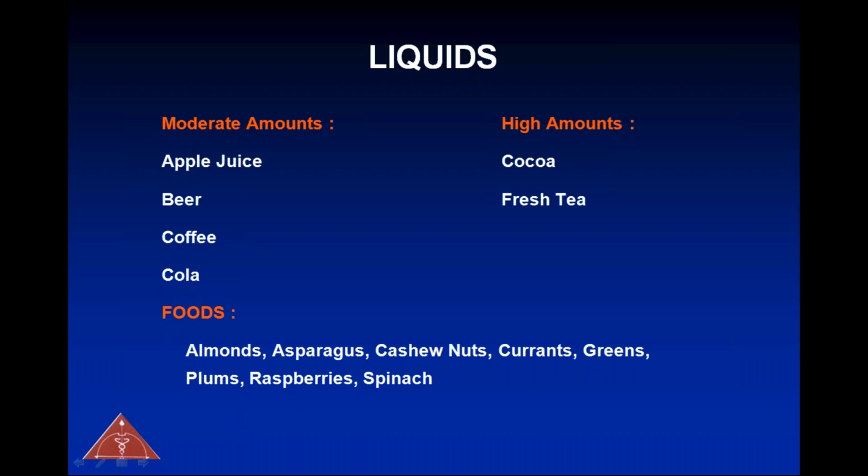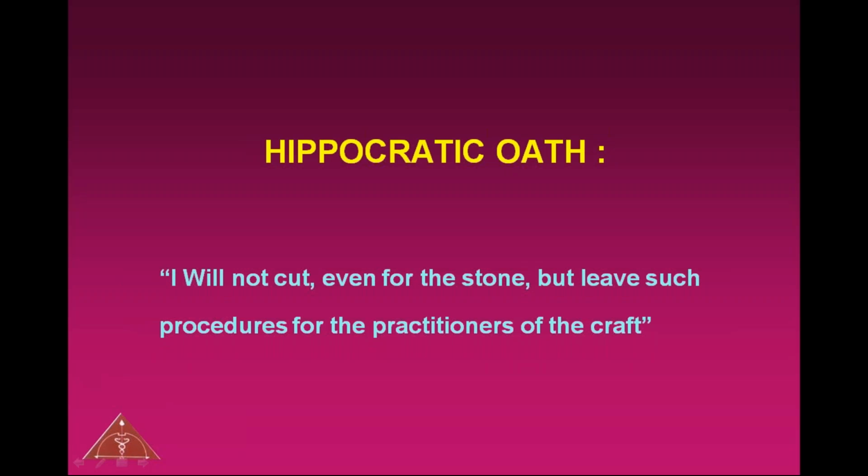See, plums, raspberries, spinach, almonds, asparagus, and tomatoes: all these have a high amount of oxalate. So you need to cut down on these. High amounts of fresh tea you can take. Maybe like a green tea, which has citrate.